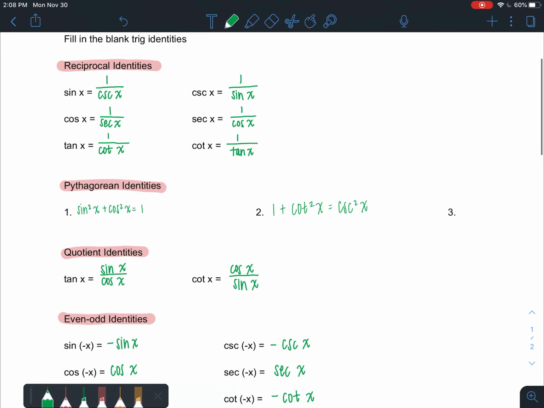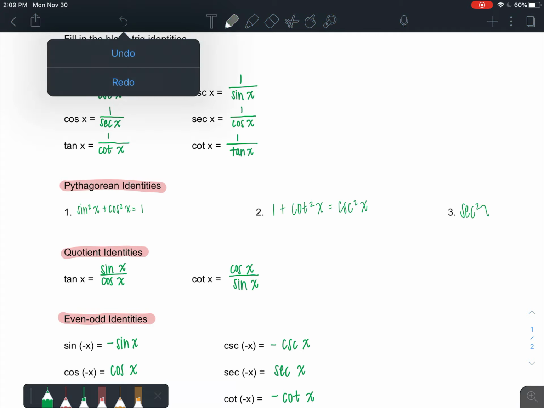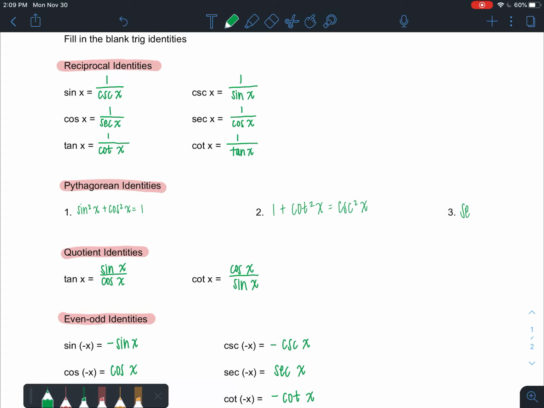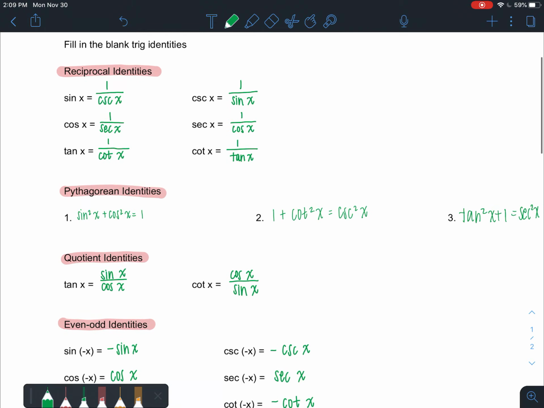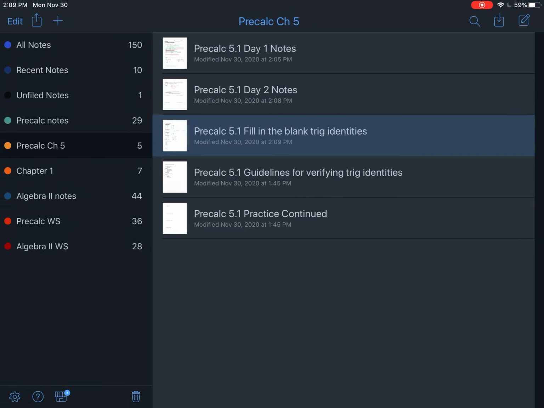And then lastly, I'm going to write it. We have secant squared x plus 1 equals tangent squared x. Oh, wait, that's not right. I messed that up. So sorry. So this would be tangent squared x plus 1 equals secant squared x. All right, so those are our 3 Pythagorean identities, and we're going to be using those today.